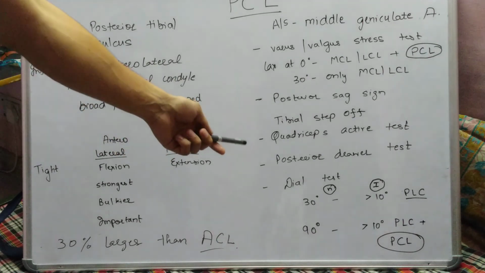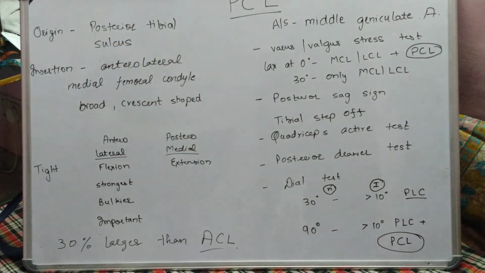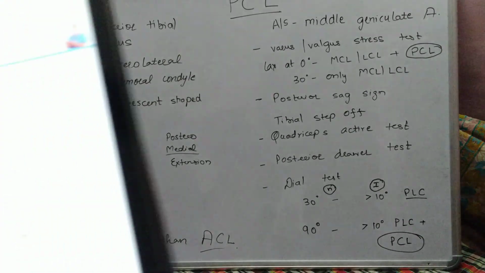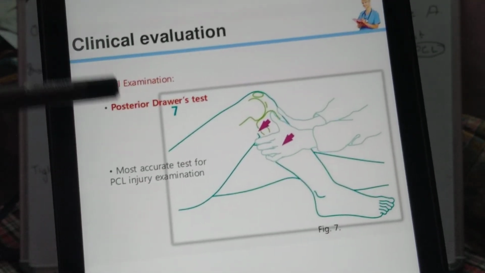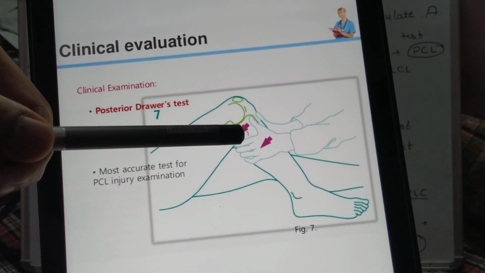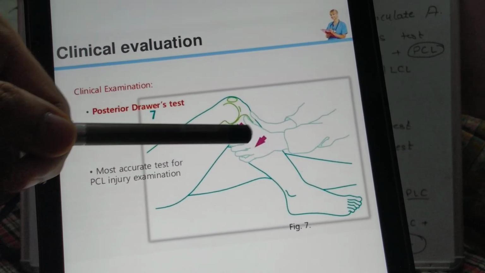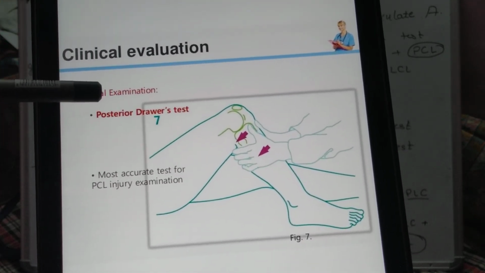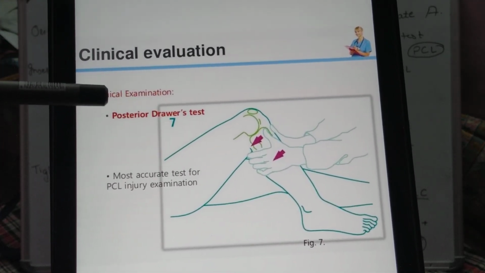A very important test is the posterior draw test, which is similar to the anterior draw test. In the posterior draw test, again with hip at 45 degrees of flexion and knee at 90 degrees of flexion, we apply a posterior directed force to detect the posterior cruciate ligament injury.